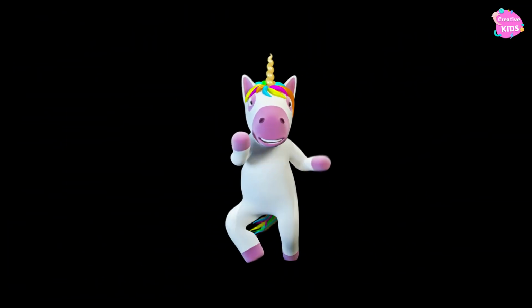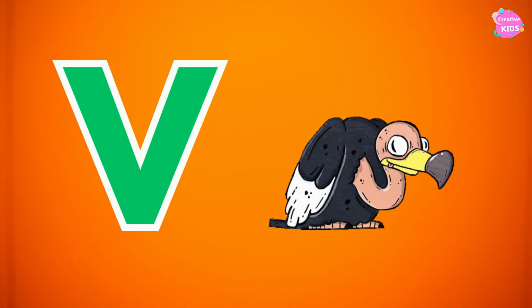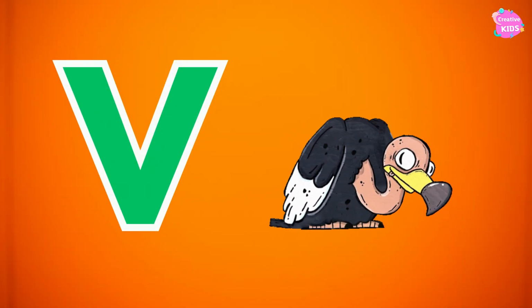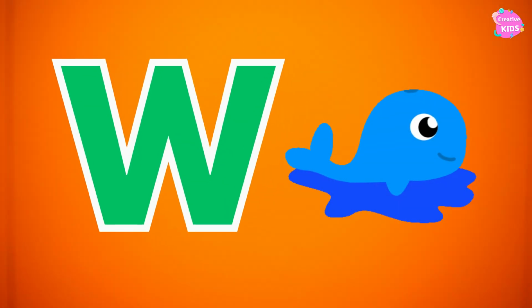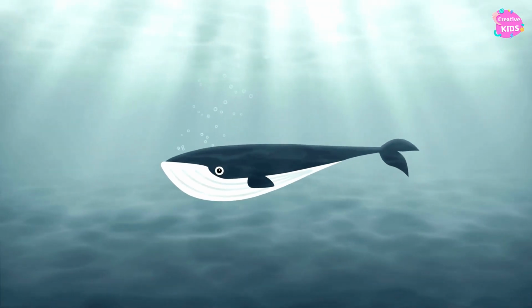U is for unicorn. V is for vulture, vulture, vulture. V is for vulture. W is for whale, whale, whale. W is for whale.